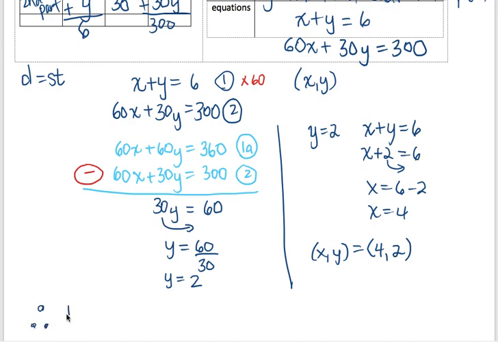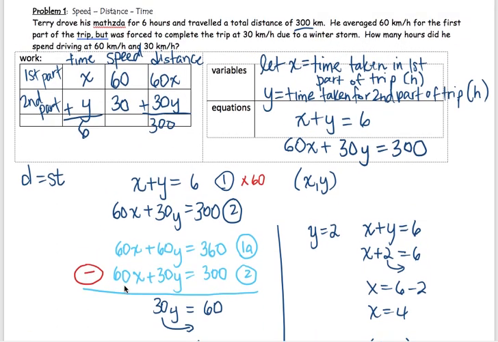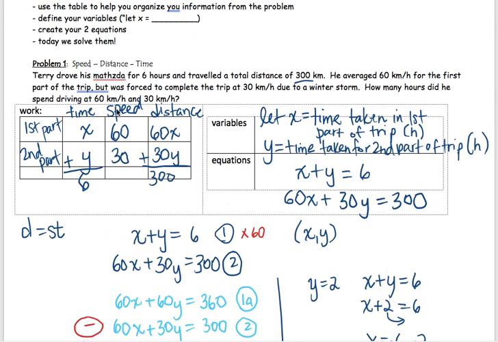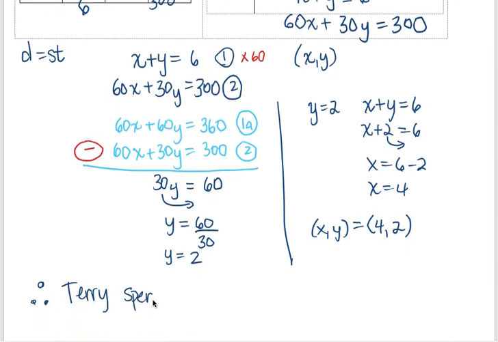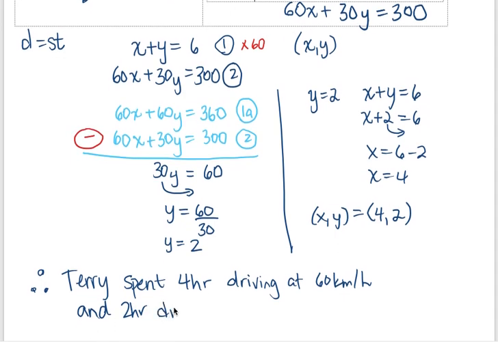So therefore, Terry, because we wanted to know how many hours did he spend driving at 60 kilometers an hour and 30 kilometers an hour. Okay, so Terry spent 4 hours driving at 60 kilometers an hour and 2 hours driving at 30 kilometers an hour. And that would have been really slow, okay? And that happens sometimes when, you know, the weather's bad.